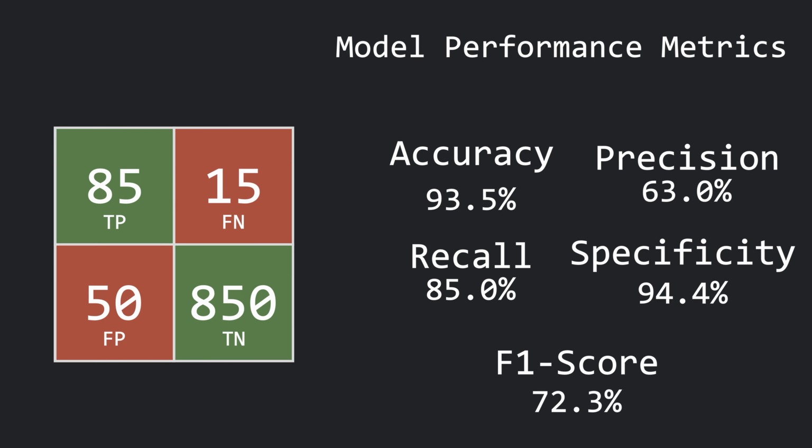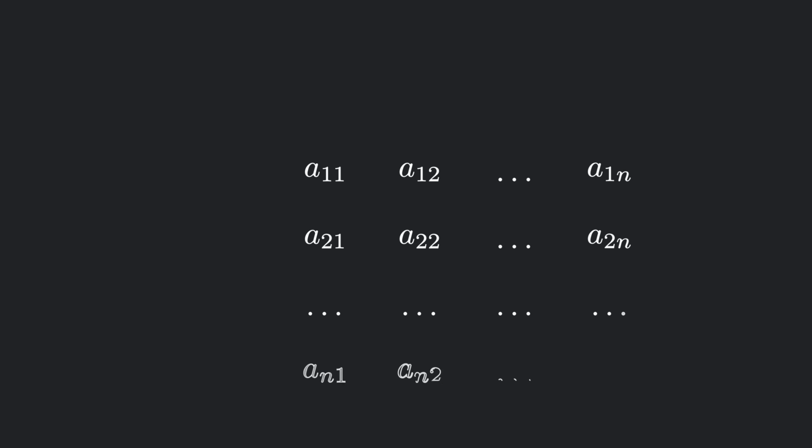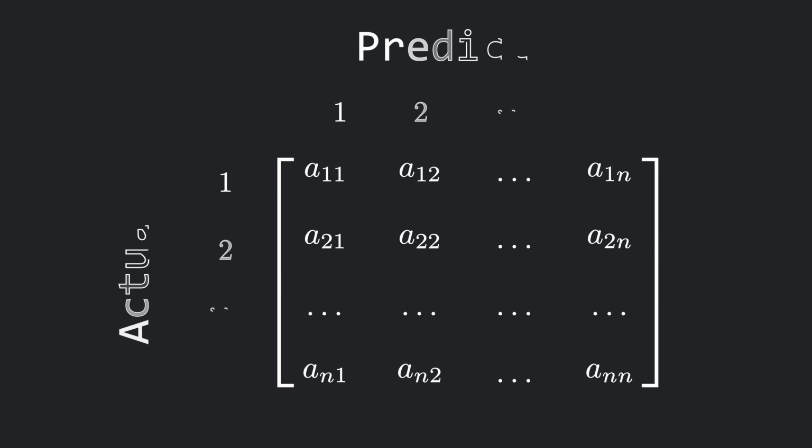Now, the confusion matrix is not limited to binary classification models. We can easily generalize it to multi-class problems. In this case, there are multiple actual categories listed on the left side and multiple predicted categories along the top. The diagonal elements represent the instances that were correctly classified by the model. For example, if we look at the first diagonal cell, it means that the actual class was 1 and the model also predicted it as 1.